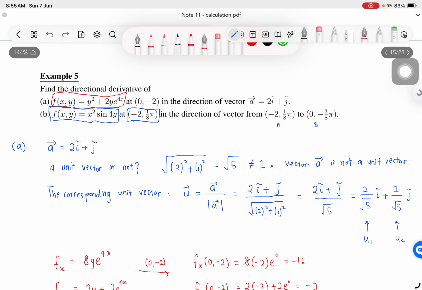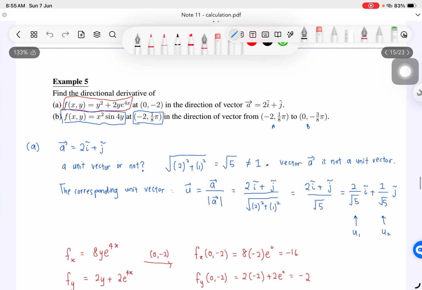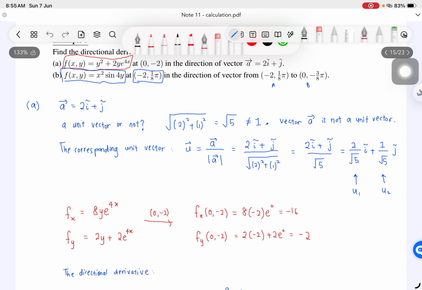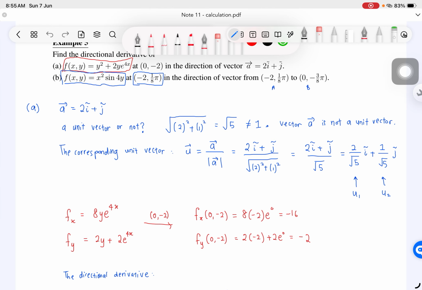Alright, so now you can find the directional derivative in the direction of vector a. First things first, you need to differentiate with respect to x. So when you differentiate with respect to x, you get 8y for fx, and then you substitute the point (0, negative 2) inside, so you obtain negative 16. And then you need to differentiate with respect to y now. When you differentiate with respect to y, you obtain this one, and then substitute (0, negative 2) inside, so you obtain negative 2.